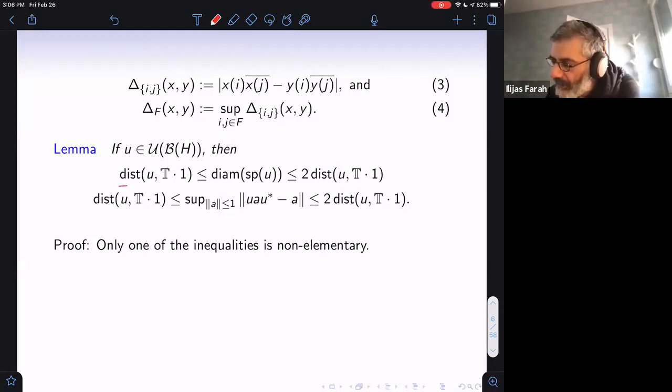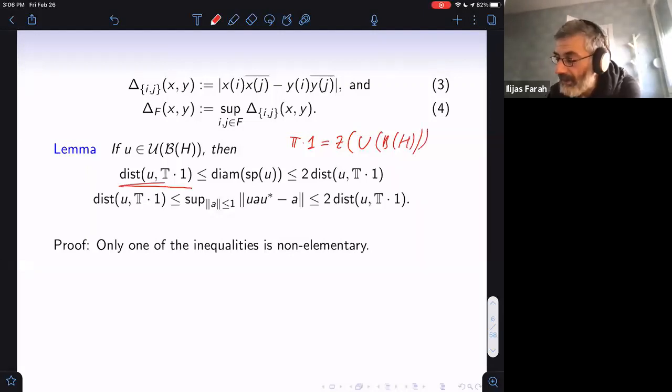Okay, so first, what I mean here is the distance from U to T dot 1. So what is T dot 1? Well, this is really the scalars. Maybe it is good to say it this way: T dot 1 is simply the center of the unitary group of B of H.